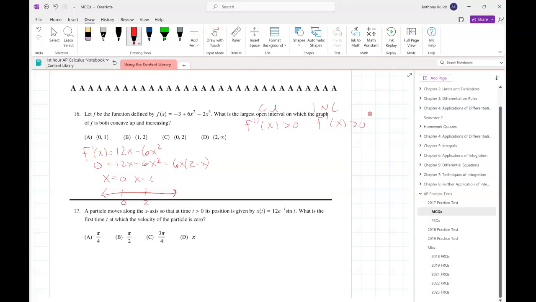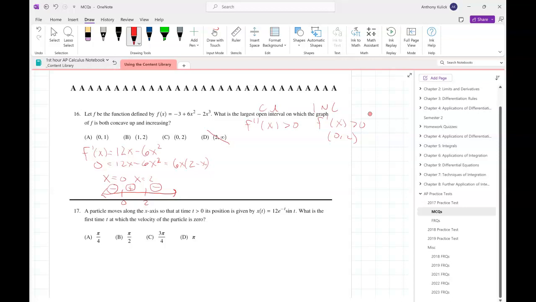So if I make my sign diagram, because this is just 6x times 2 minus x, if I pick a test value from less than 0, so maybe -1, that's going to be negative times positive. So that part's negative. If I pick something between 0 and 2, say 1, that's going to be positive times positive. That's positive. If I pick something bigger than 2, say 3, that's going to be positive times negative. So that's negative. So increasing only happens between 0 and 2. So anything bigger than that, I know can't happen, so I can cross off D immediately.